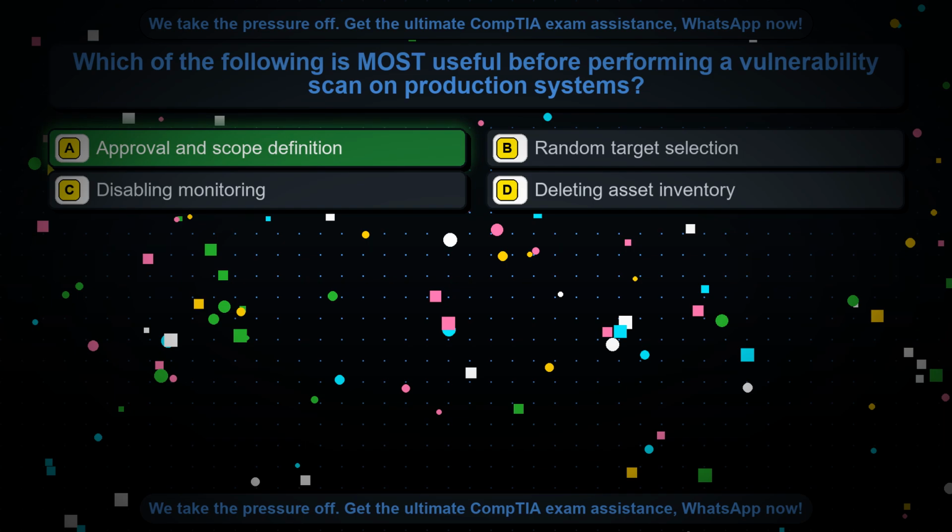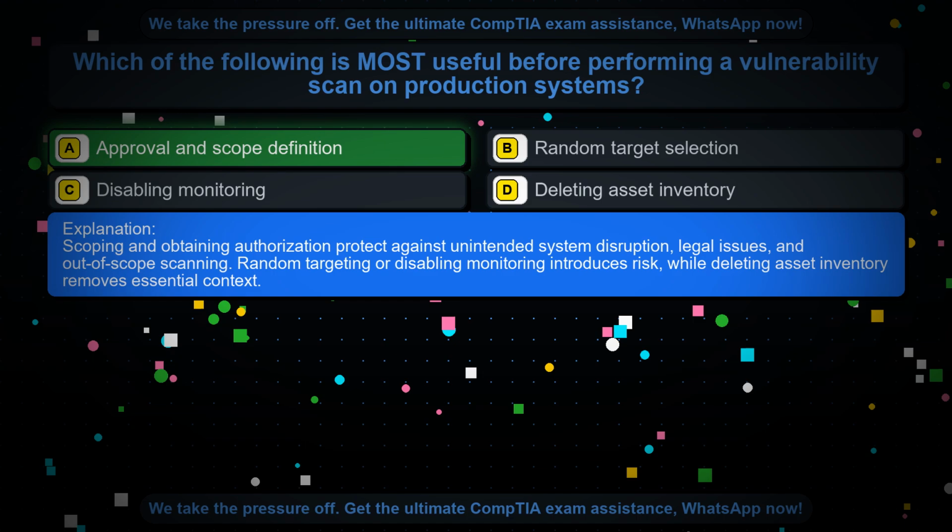DNS cache poisoning can cause legitimate domain names to resolve to attacker-controlled IP addresses. This matches the symptom of users being redirected even when they type the correct URLs.